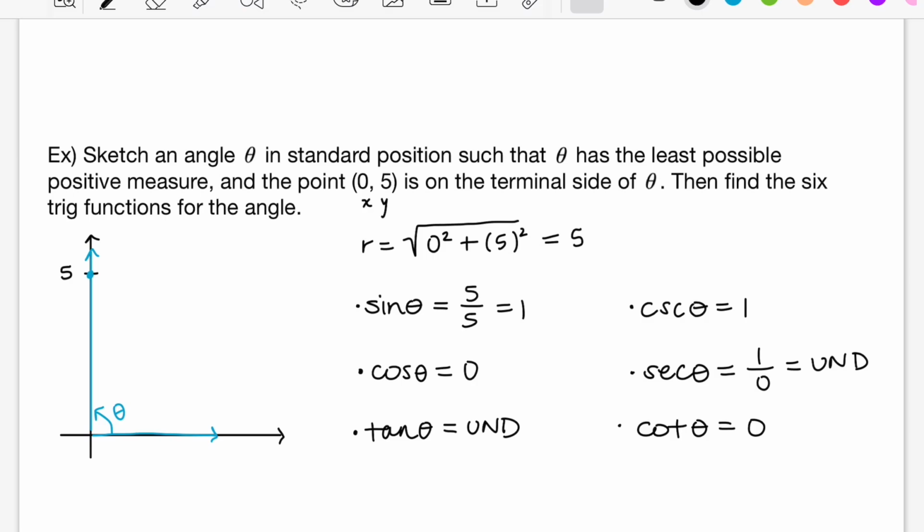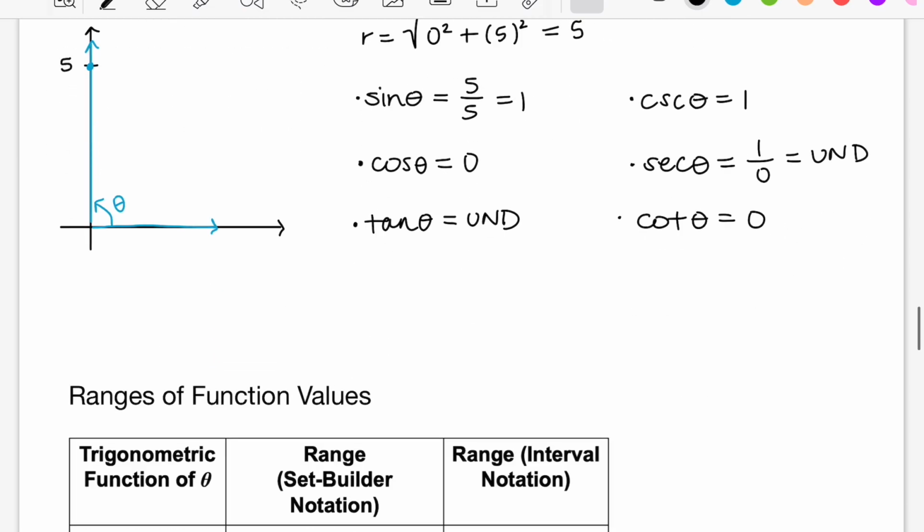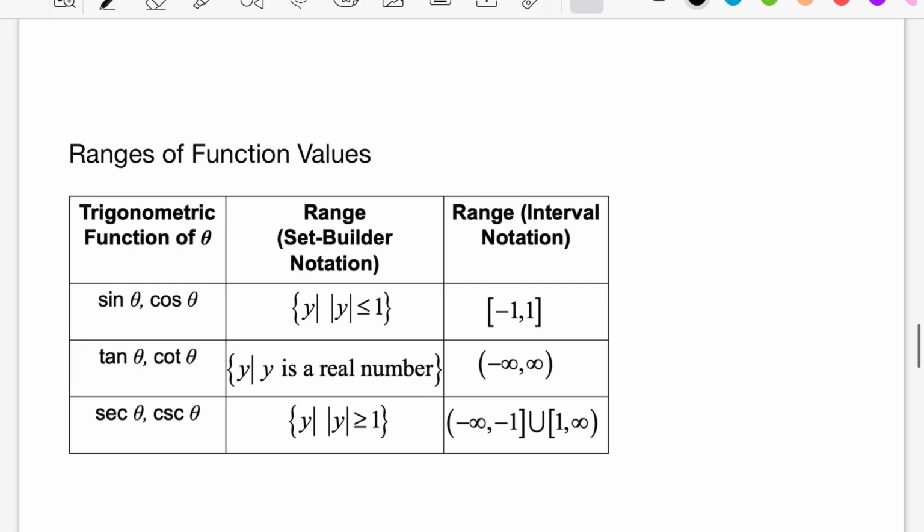All right, so the next thing we'll look at is our ranges of function values. That's given by this chart here. The range for our trig functions sine and cosine is going to be between -1 and 1. For tangent and cotangent, we're going to have all real numbers. And then for secant and cosecant, we're going to have this here. This was also explained in the last several videos when we were looking at the graphs for these functions.